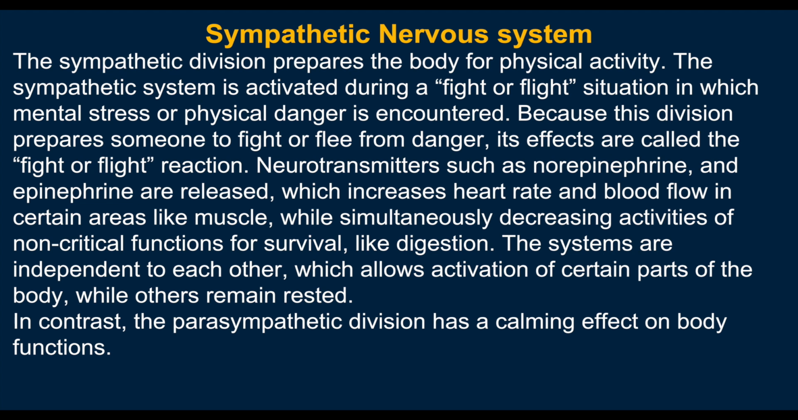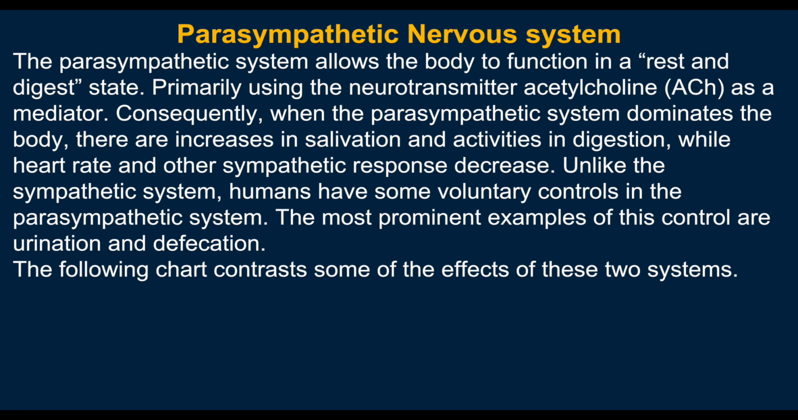In contrast, the parasympathetic division has a calming effect on body functions. So, the parasympathetic system allows the body to function in a rest and digest state, primarily using the neurotransmitter acetylcholine as a mediator. Consequently, when the parasympathetic system dominates the body, there are increases in salivation and activities in digestion, while heart rate and other sympathetic responses decrease.